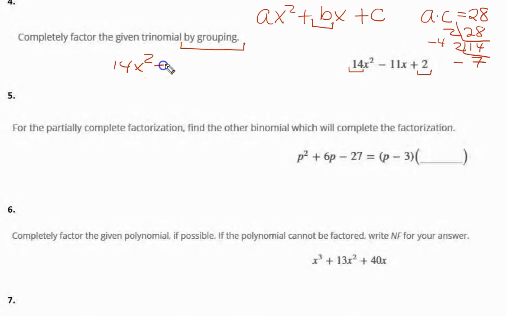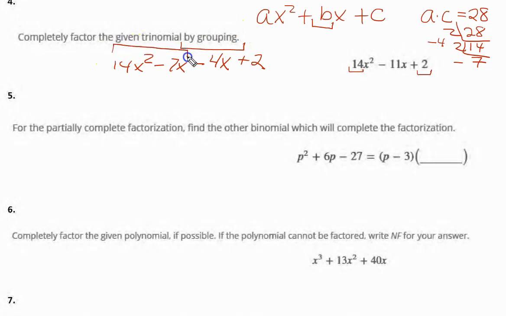I'm going to go minus 7x, this one here, minus 4x, this one there, and then our 2 stays the same. So what we did is we went from a 3-term trinomial to a 4-term polynomial. These are the same. This is our B value here. We found out. So now we're going to factor by grouping.